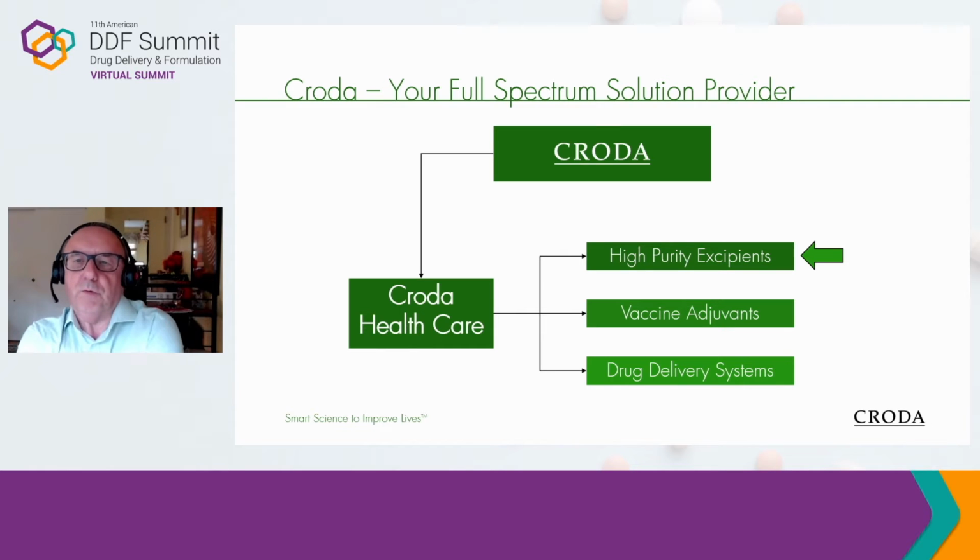So just to start off with, a little bit about Croda. We're a specialty chemicals company that was established in 1925, and I'm here representing the healthcare sector for that business. We supply excipients, vaccine adjuvants, and drug delivery systems to customers all around the world. I'm here today to talk about some of our best-selling and most studied excipients, polysorbates.